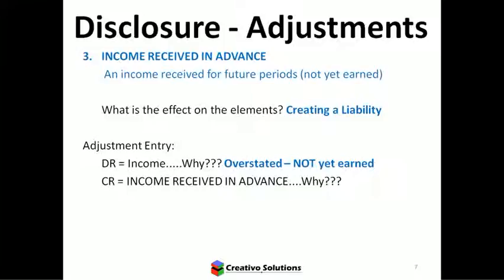Why do I credit the income received in advance? Well, we know it's a liability. You're creating an obligation today because you're going to have to render the service in the future or provide the product in the future. You need to earn the income.